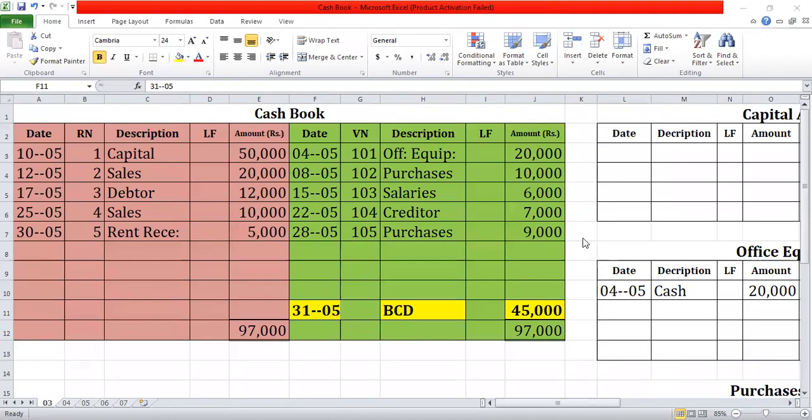Right. Now what I have done here is obtained the addition of the higher side and taken it to the other side. Then I have got the difference between the addition and the total of the other side. So here it is 45,000, and the name that we give for that is balance carried down. Here the BCD stands for balance carried down.